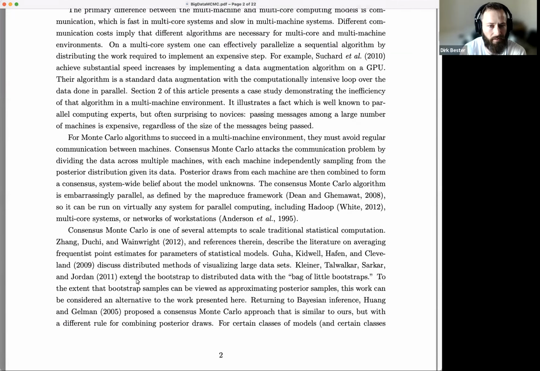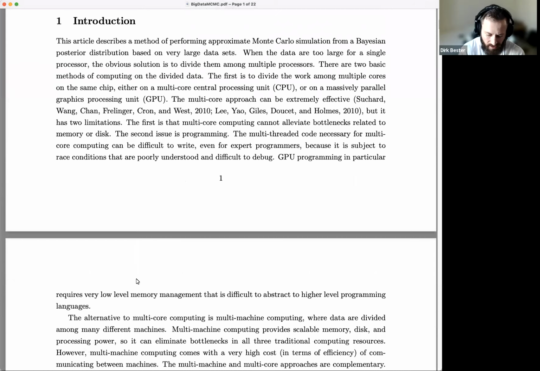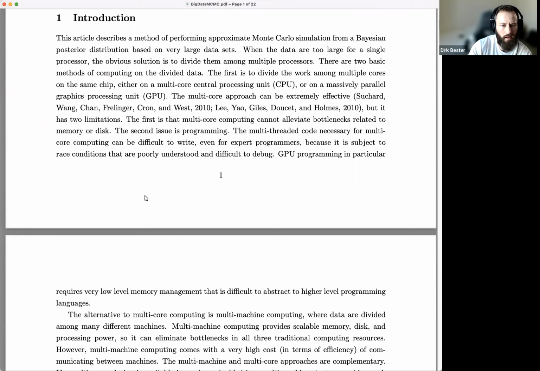So here in the intro, they just lay out the problem and they say, well, if you decide that you want to split up a problem, you can either do that by splitting it up onto multiple cores or GPUs, or you can split it up onto multiple machines. It's what they discuss here.